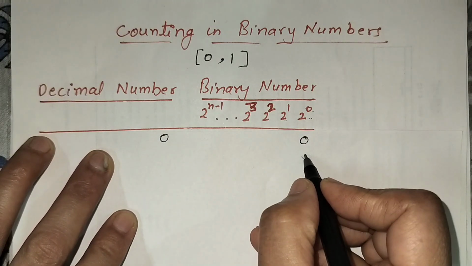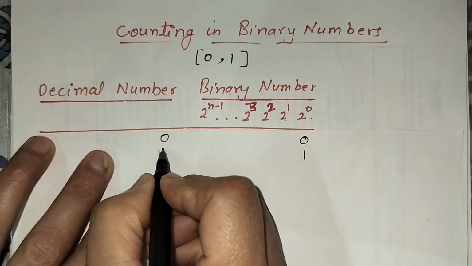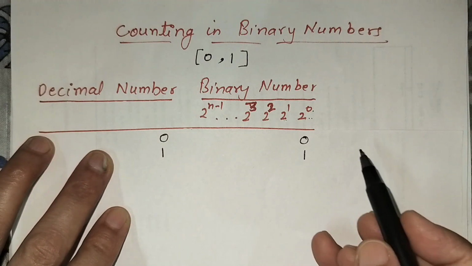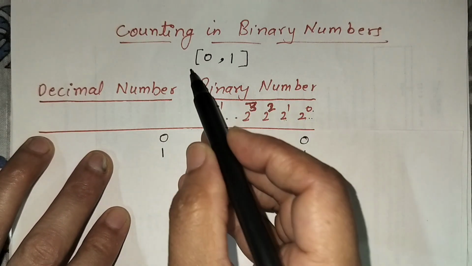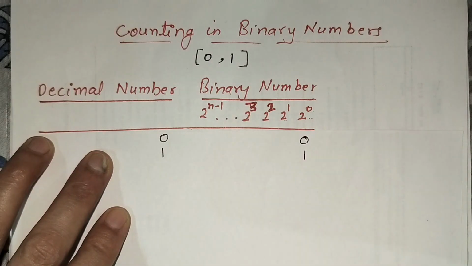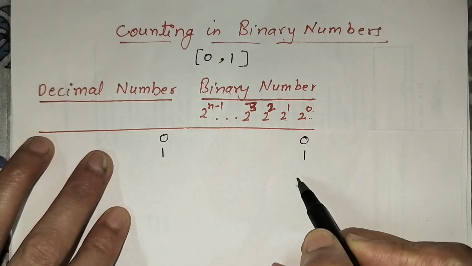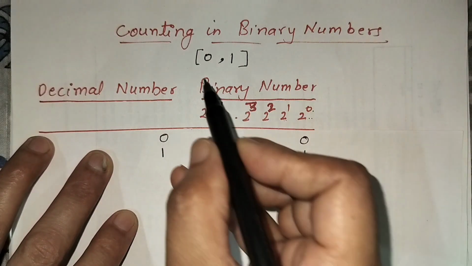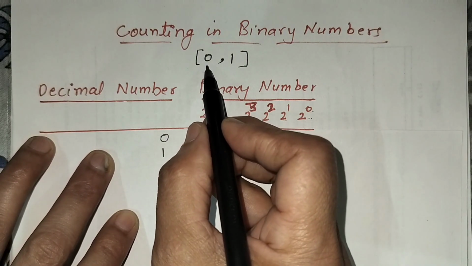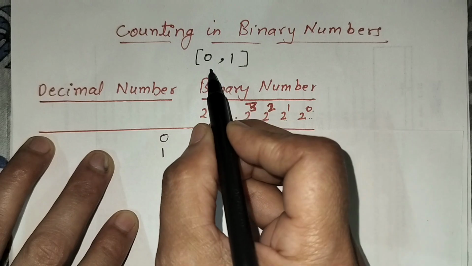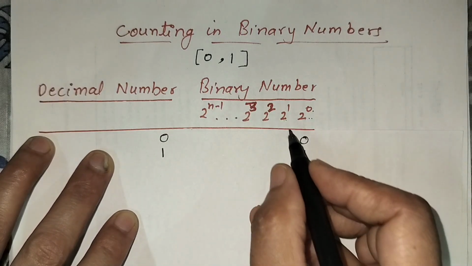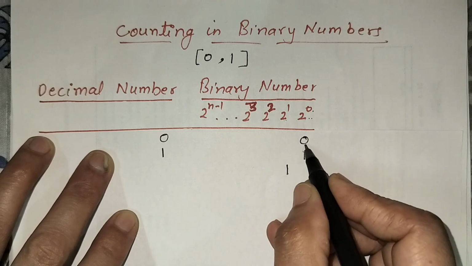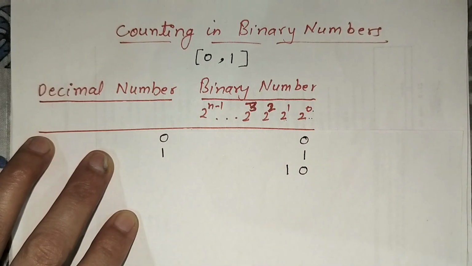Now we will write the next number. This is 1 and the decimal equivalent is also 1. Now to write the next higher number, we will use the next higher position, because all the numbers have finished now. To write the next higher number, we will use this position, and we cannot use the lower number here. We will use the next higher number, so we will put 1 at this position, and 0 will be here.